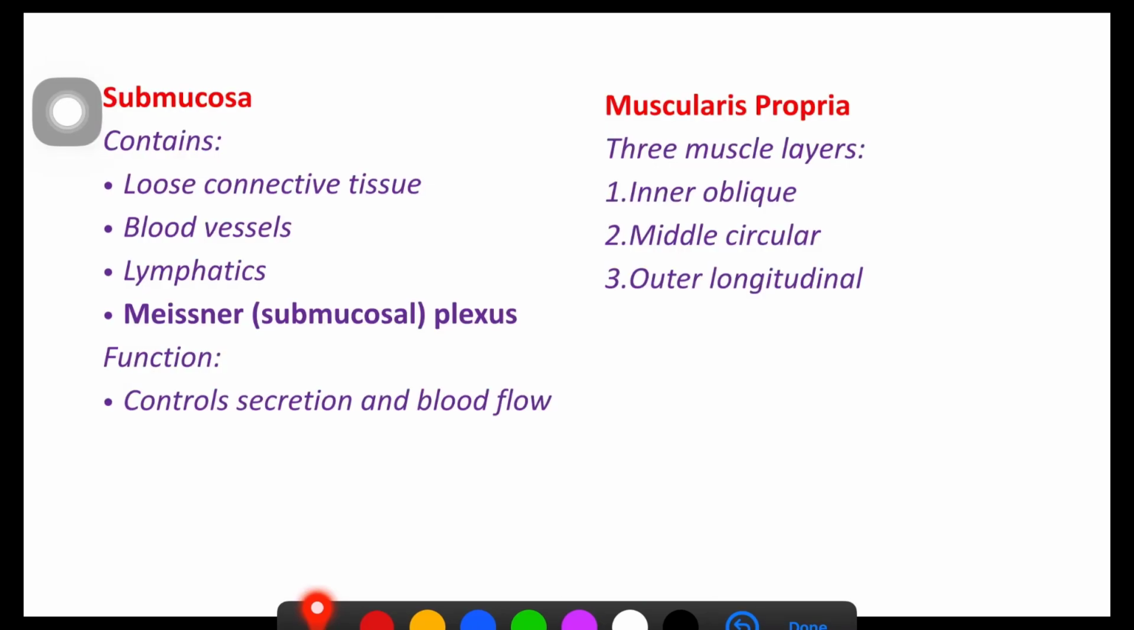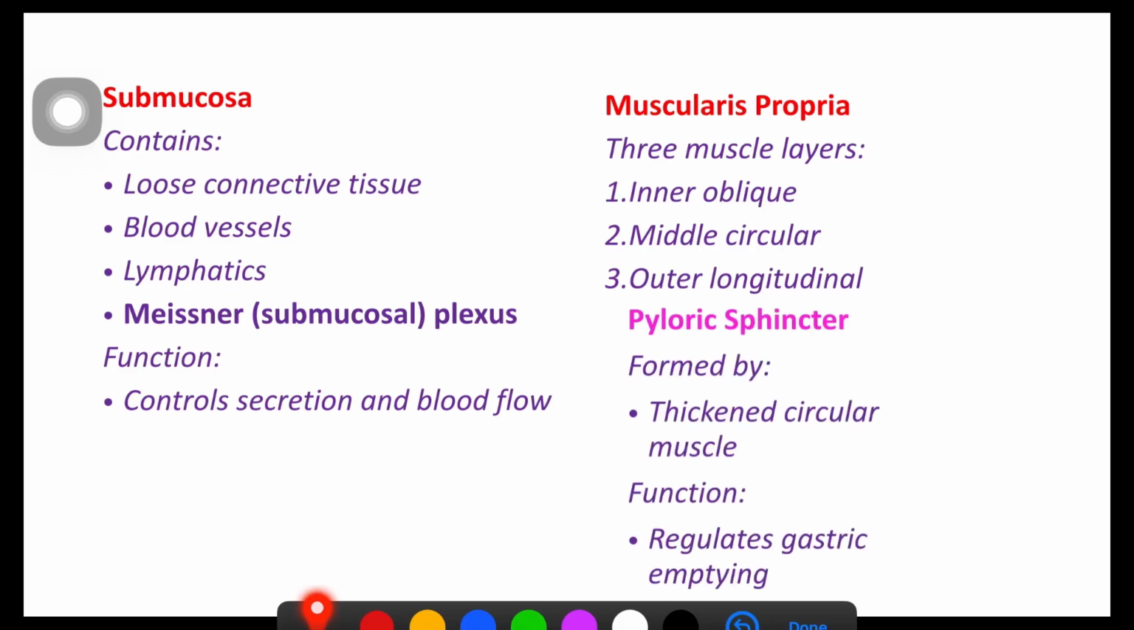Now submucosa contains loose connective tissue, blood vessels and lymphatics along with the Meissner plexus, and it controls secretion and blood flow. Muscularis propria has three muscular layers: inner oblique, middle circular and outer longitudinal muscle. Now the pyloric sphincter is formed by thickened circular muscle, and it regulates gastric emptying.